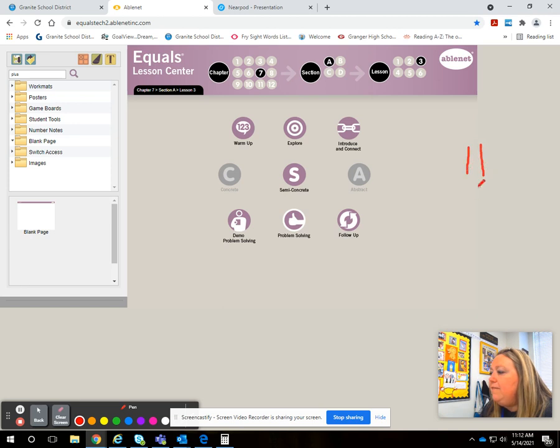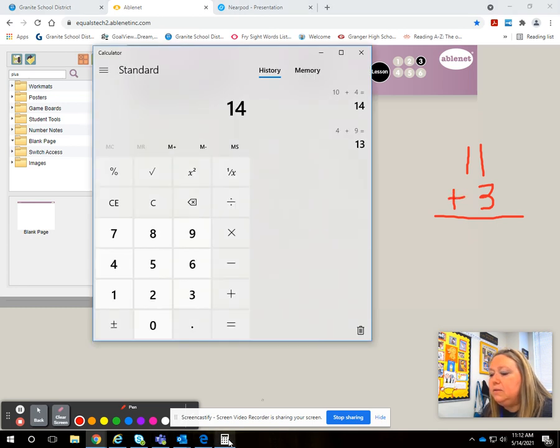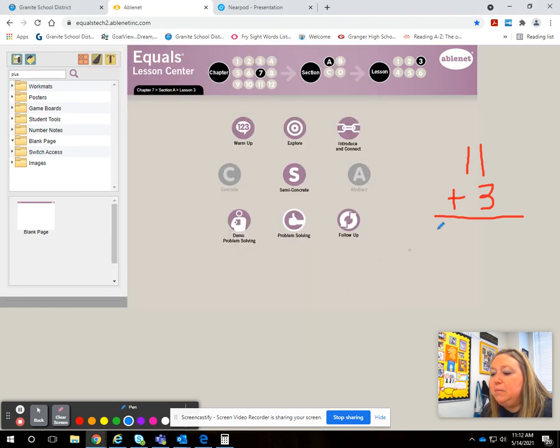We have 11 plus 3. What is 11 plus 3? Let's check that one out. Oh, my number is 14 up here, so I need to make sure I clear it. Go back to 0, right? Now that I'm at 0, I'm ready to begin. I'm going to go 11 plus 3 equals 14. Again, that's the same number that we just had, so it's 14. 11 plus 3 is 14.